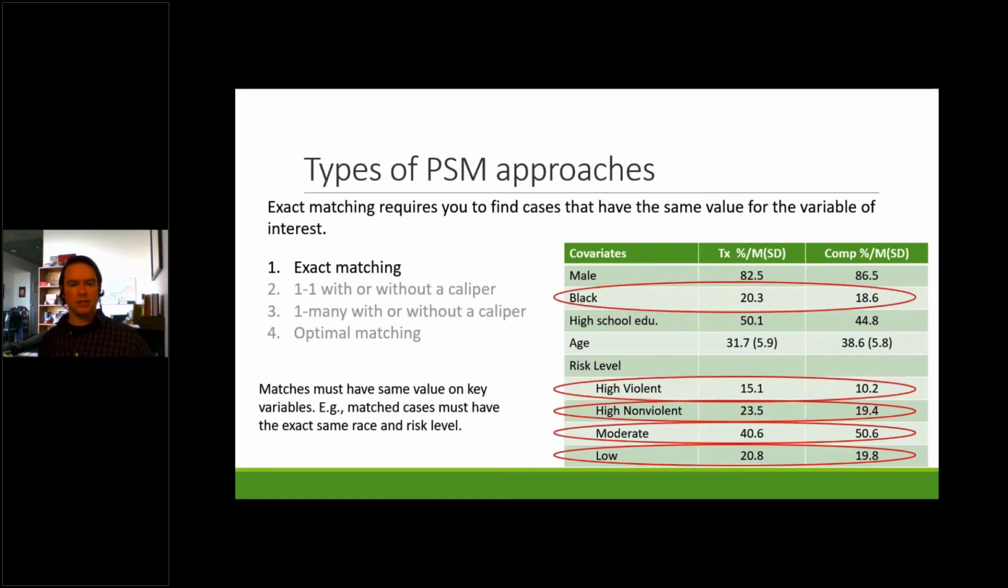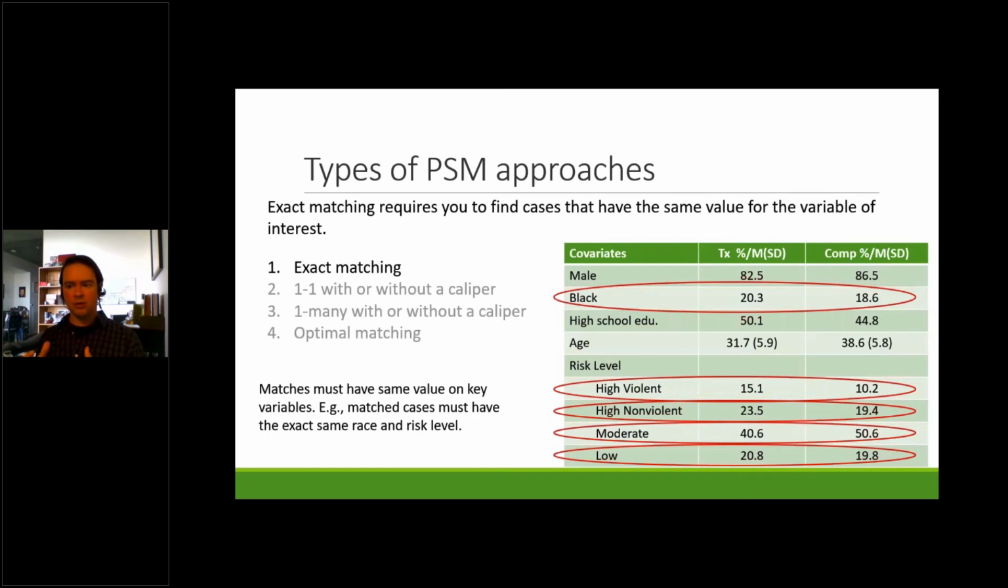Exact matching requires that you find cases that have the same value for the variable of interest. So matches must have the exact same value on key variables. I circle several key variables as an example here. Maybe we definitely want to make sure that they are the same rates, or we definitely want to make sure that they are the exact same risk level, depending on whatever risk score you use.